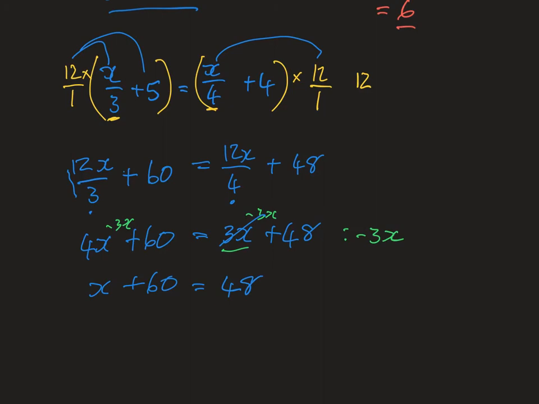And lastly, we're going to subtract 60 from both sides, which of course gives us x, because those two cancel, is equal to 48 minus 60, and that is negative 12. So x is equal to negative 12.